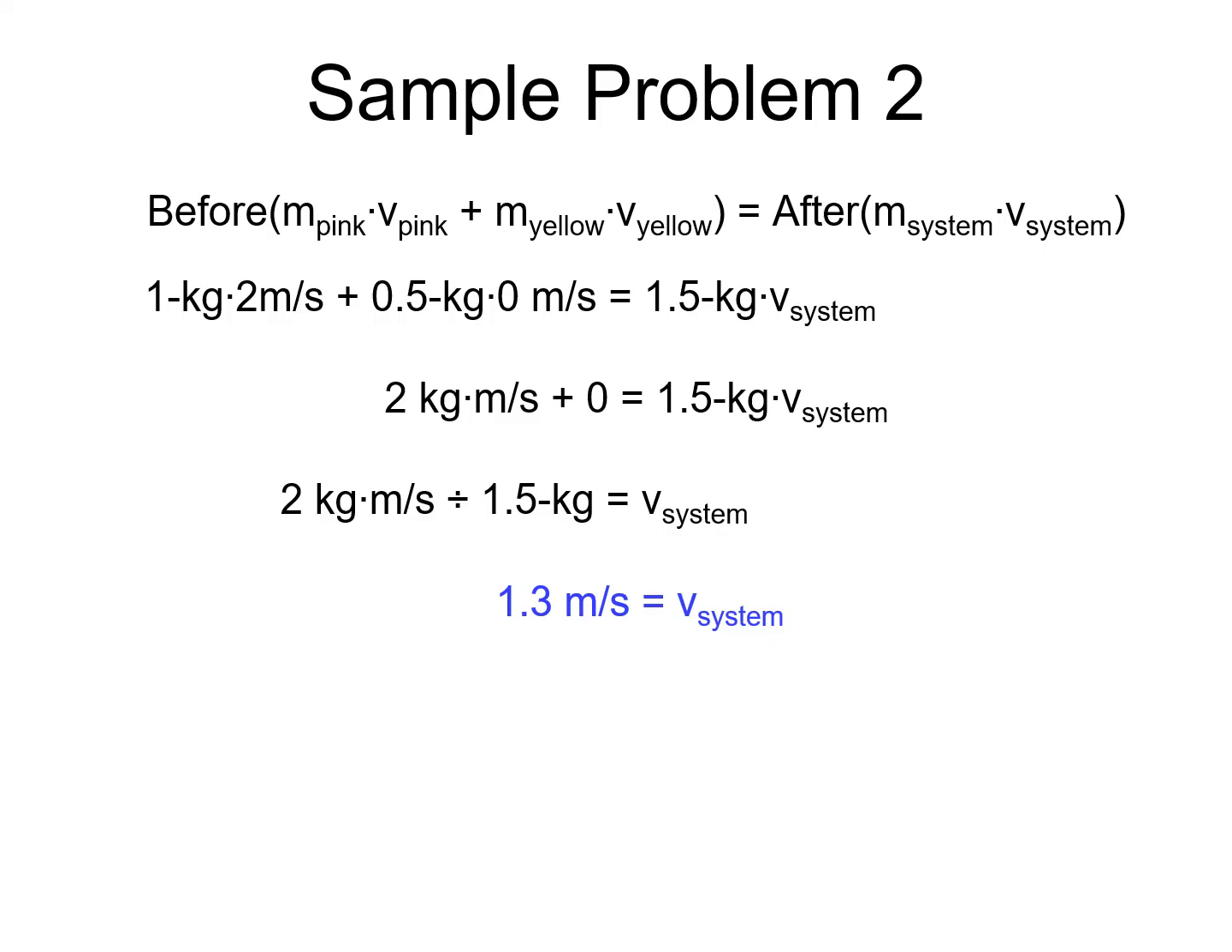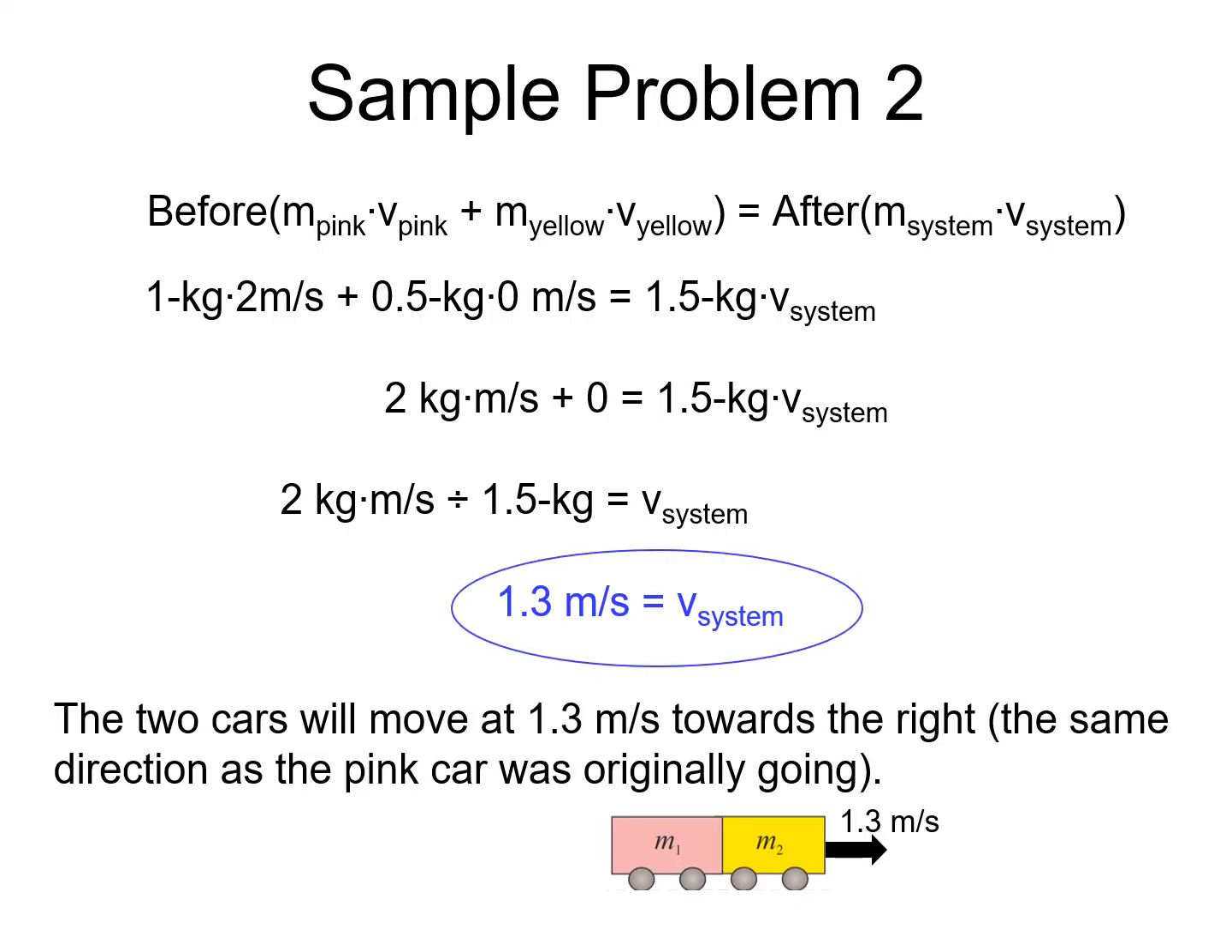I'm not going to put more significant figures in there since we're really rounding off the numbers here. So you do have to watch for that there is going to be some rounding error. But what we're saying is the speed of the system is 1.3. Now remember, that's positive. That means it's going towards the right of the screen. So the two cars stuck together should move 1.3 meters per second, slower than the pink car originally was going. And that just makes sense. Since it's now heavier, it should go slower. So it's going to move at 1.3 meters per second toward the right side of the screen.